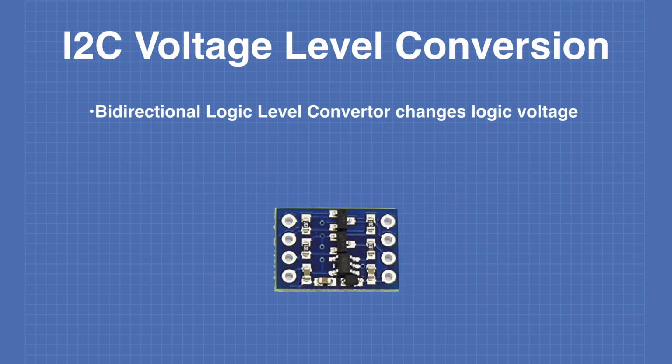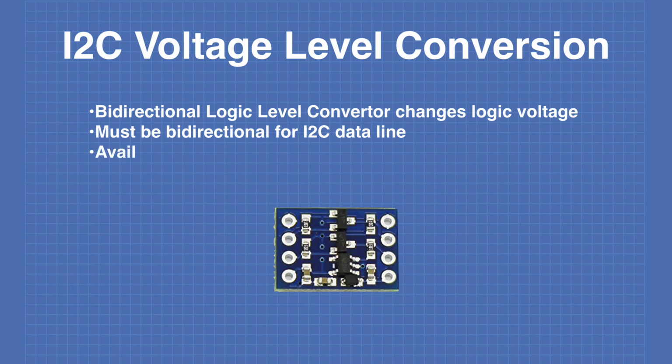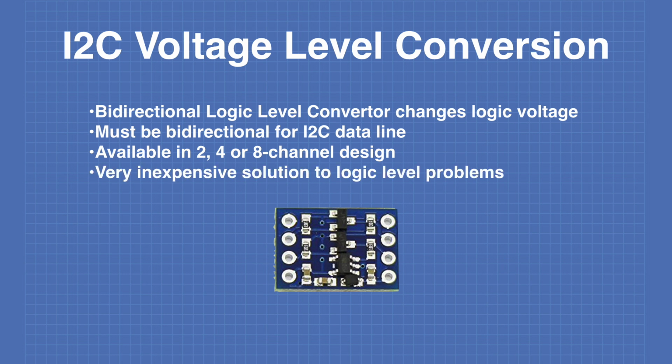A bidirectional logic level converter changes the logic voltage so 2 devices of different logic levels can be operated and interface safely. You must use a bidirectional converter for the I2C data line because the data needs to travel in both directions. These devices are available in 2, 4, or 8-channel designs. Logic level converters are a very inexpensive solution to logic level problems.